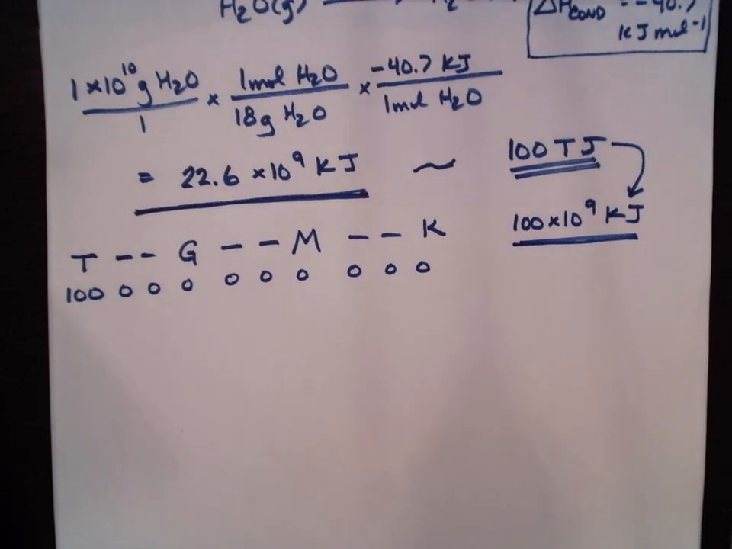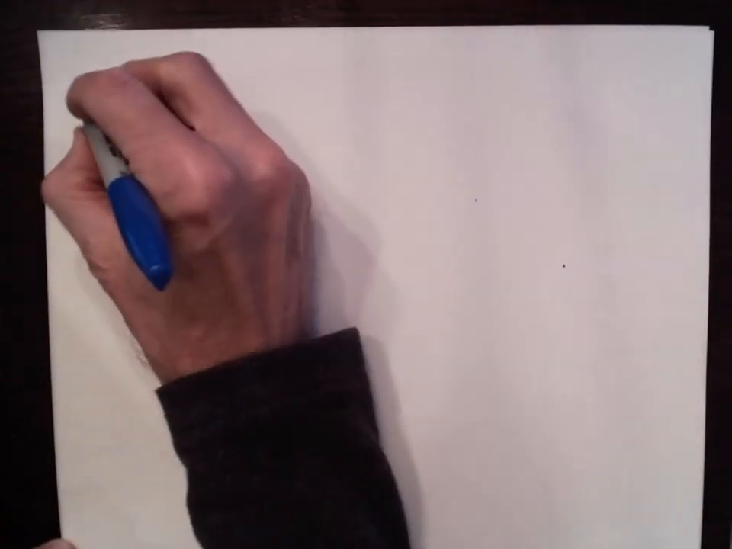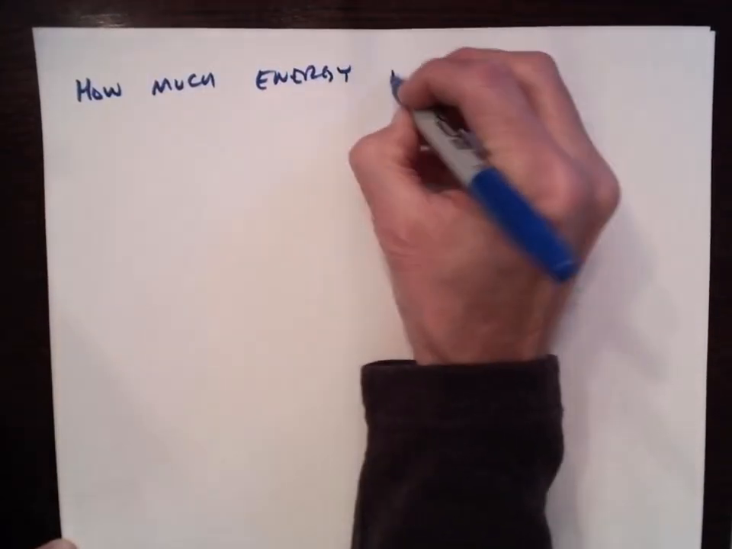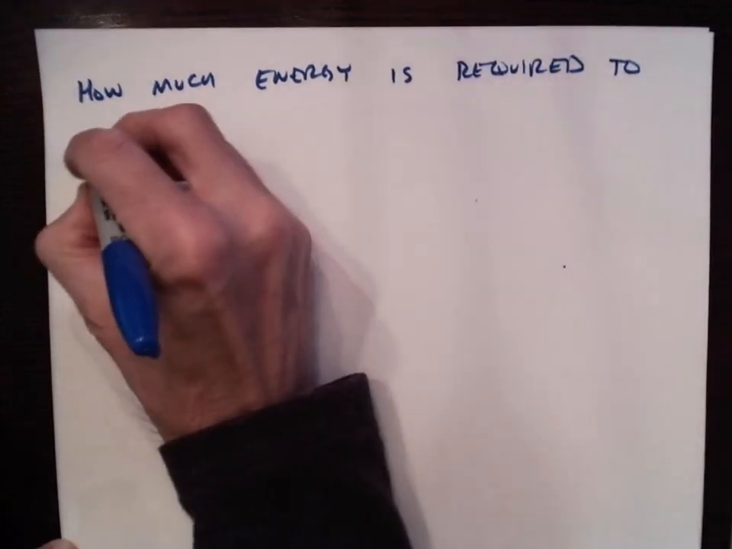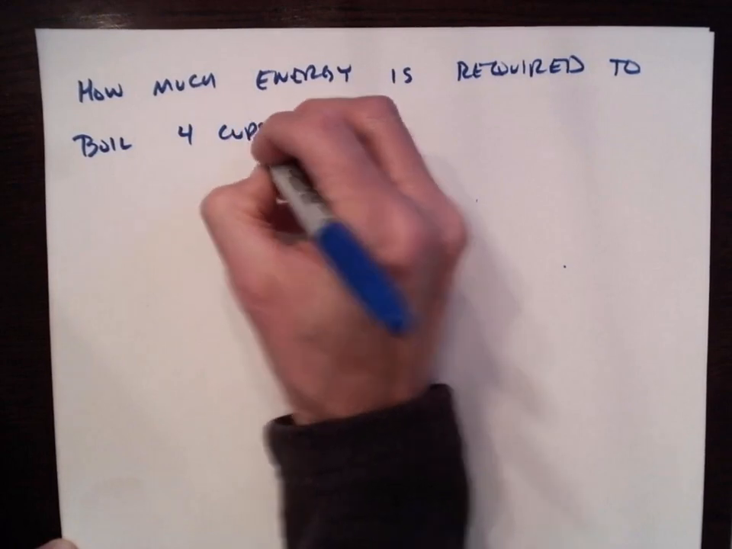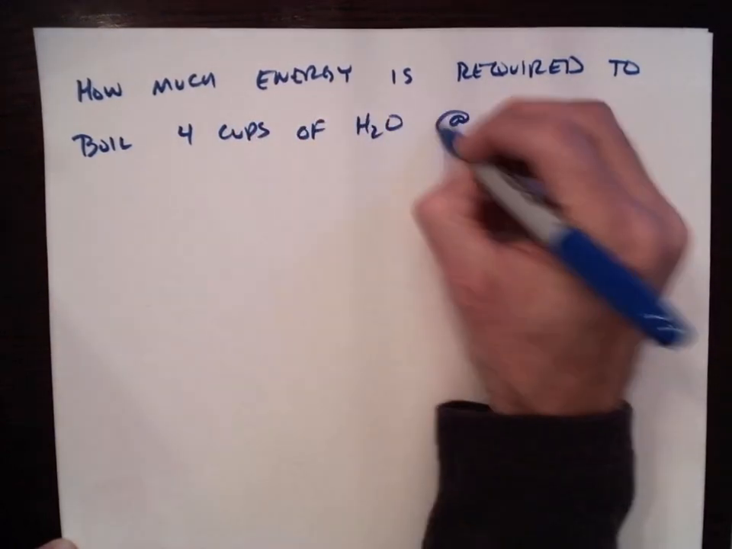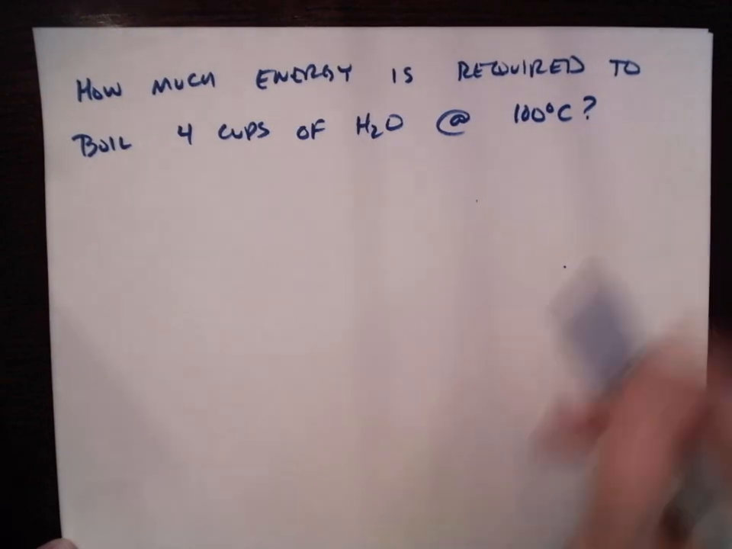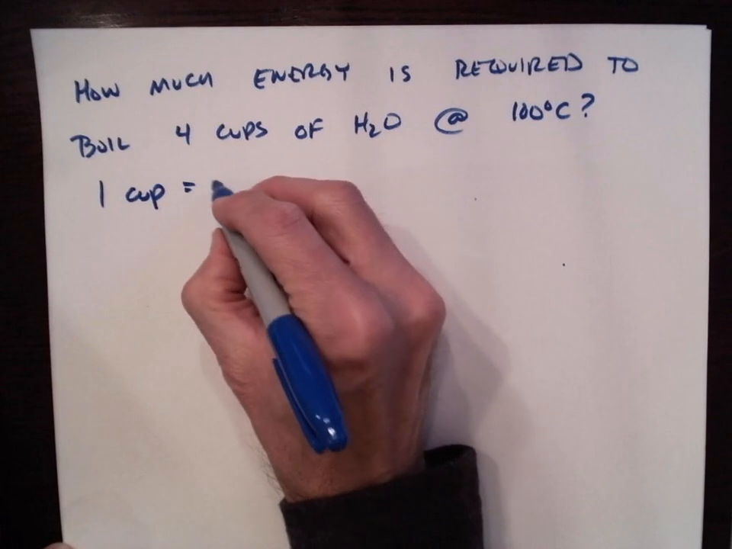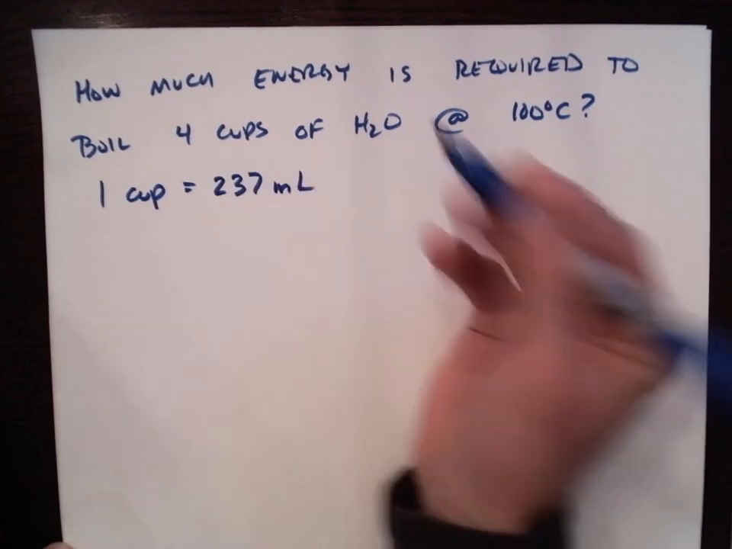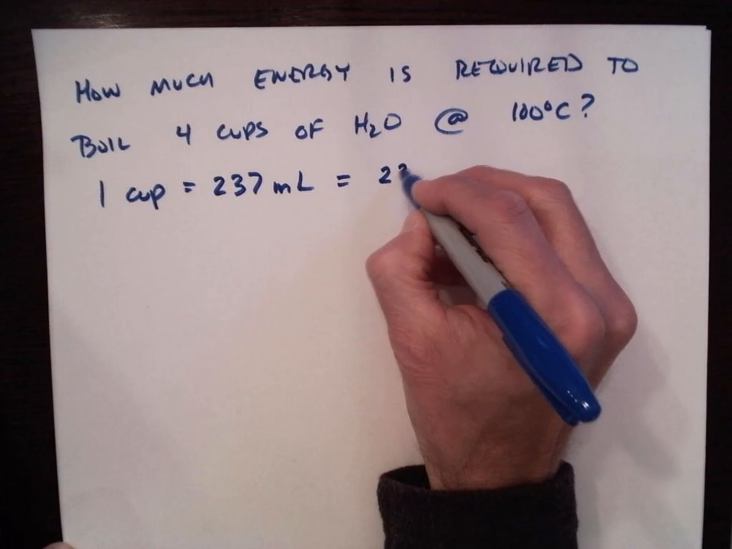It's pretty remarkable. For the next problem we're going to do, we're going to calculate how much energy is required to boil 4 cups of water at 100 Celsius. So how much energy is required to boil 4 cups of water at 100 degrees Celsius? And we're going to use the conversion factor that 1 cup is 237 milliliters. And because water is 1 gram per milliliter, that'll be 237 grams.